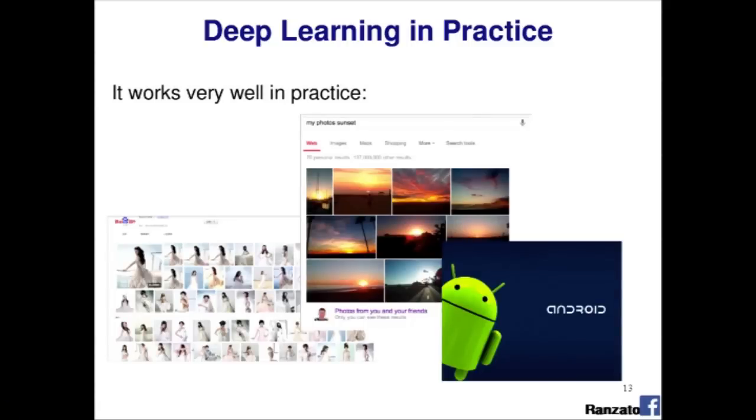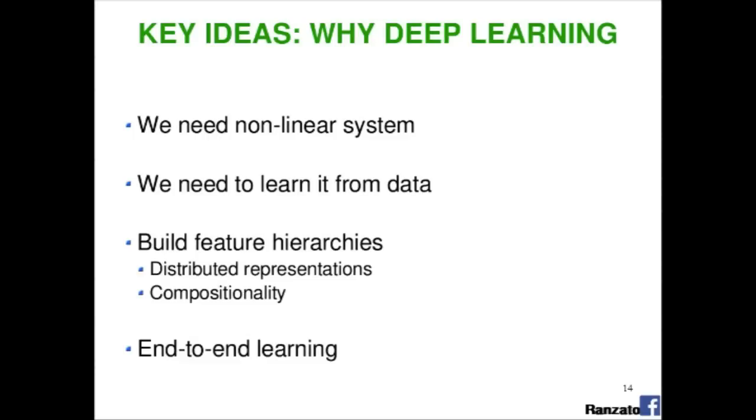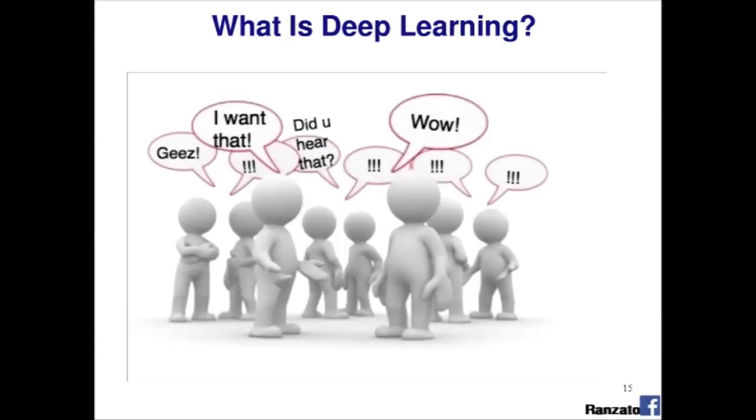Perhaps the most convincing argument for using deep learning is that it has been successful in many different applications, in speech recognition, vision, and it is already deployed in many commercial systems. The key ideas here are that we need to learn a nonlinear system. One approach that is computationally efficient is using a hierarchical model. And we are going to train this hierarchical model in an end-to-end fashion. So now let's go into deep learning.